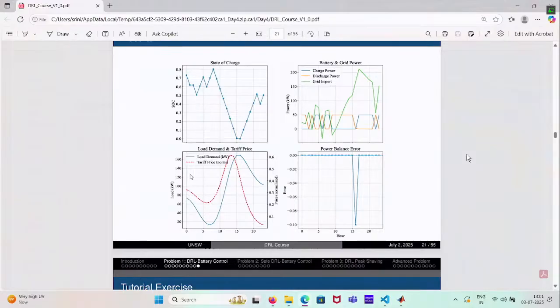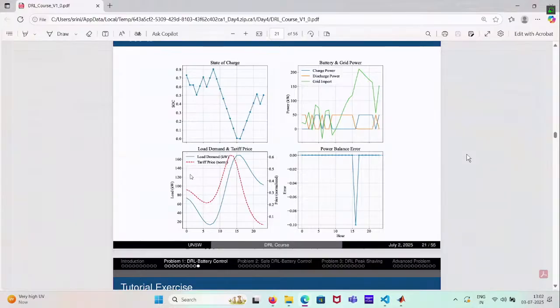So state of charge is this, your load is here. I think you should have put that on top because that's the input, the load and tariff price. Based on that, there's state of charge. This is charge, discharge. This green is the thing you pay to the grid. And the charging is blue, I think, and discharging is yellow. Pardon? Okay. So you get that picture.